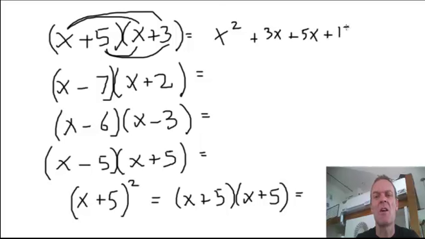Now all you're going to do is just combine the middle two terms into 8x. So x squared plus 8x plus 15. Okay? So don't forget to do that. Now, let's look at some more with different signs.